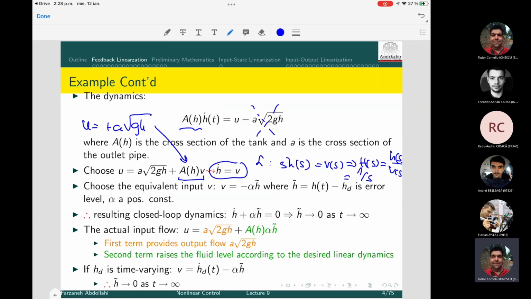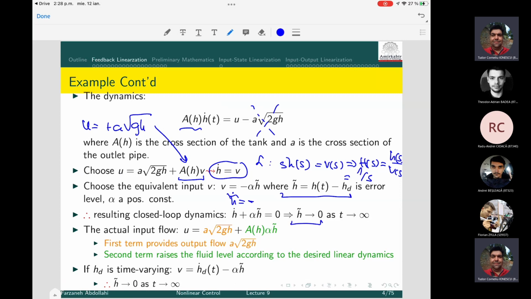Okay. Choose the equivalent input V as minus alpha H tilde, where H tilde is the error. So you can pick this, and alpha is a constant positive. So the closed loop dynamics is this guy. And this is stable, so this goes to 0 as t goes to infinity, because alpha is positive. So you get here h dot is my h tilde dot.